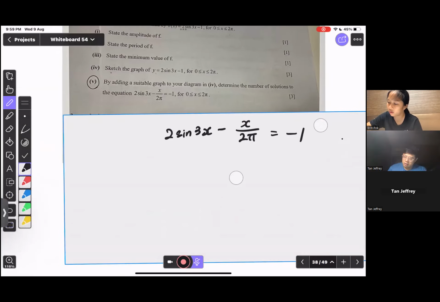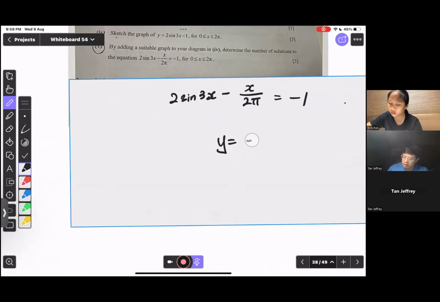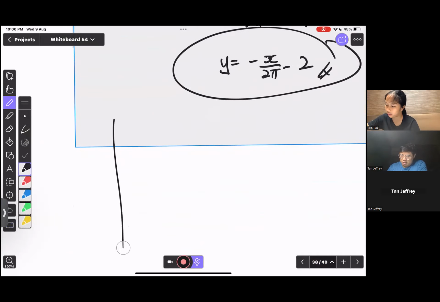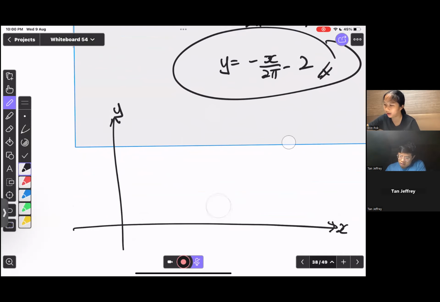Then I want to ask you, if the graph you need to draw is x over 2 pi minus 2, do you know how to draw this line? Very easy one. Sub. Sub what? What do you sub? I sub y equals to 3.